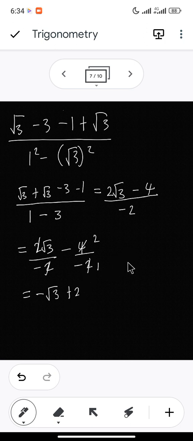Now the trick with these negative and positive signs is this. When you have two similar signs, it's going to give you plus. When we have different signs, it's going to give you negative. So the idea is similar signs give you positive, different signs give you negative. Whether it's multiplication or division, it works the same way.